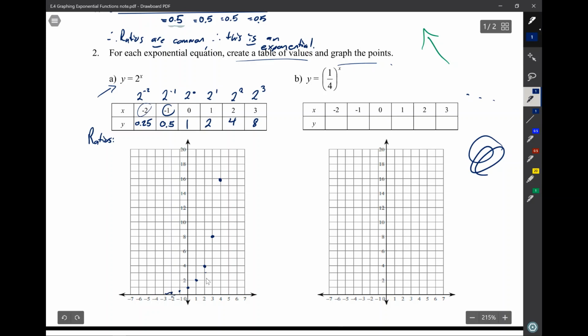So my curve here would look something like this.